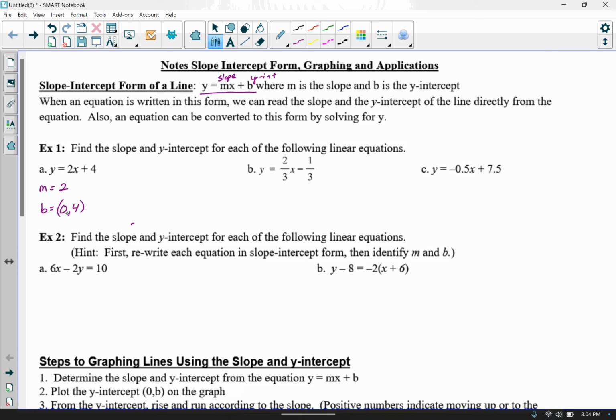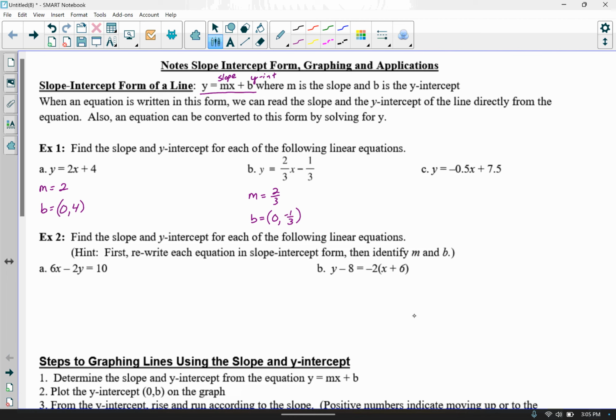This is going to be important for us in a few moments whenever we start looking at applications of linear functions as well as graphing in slope-intercept form. Moving over to letter B, don't let the fractions scare you off. Again, this equation is already solved for y. So my slope, and remember, if it's already solved for y, the number in front of x is your slope, so my slope this time is 2/3. And my y-intercept is negative 1/3. Final answer. Okay, let's move on down to example 2.